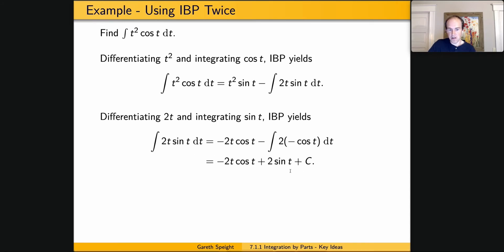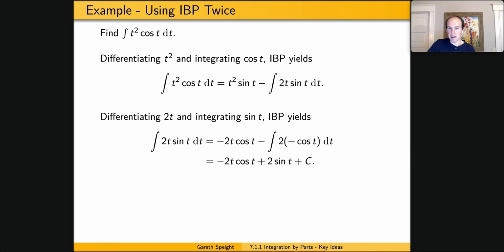So we managed to find this integral now. But this wasn't the problem, right? The problem was to go back and find this original one. So we have to put them together. So the one we're after is t squared sine t minus this integral. And this integral is the thing we just worked out. So we basically want to go back and plug this in here. Because we don't have plus the thing we just worked out, we have minus the thing we just worked out.